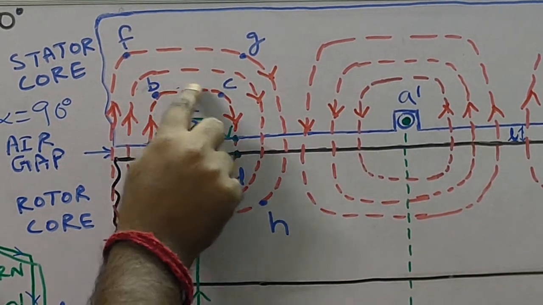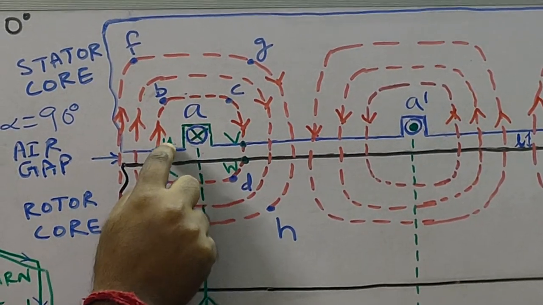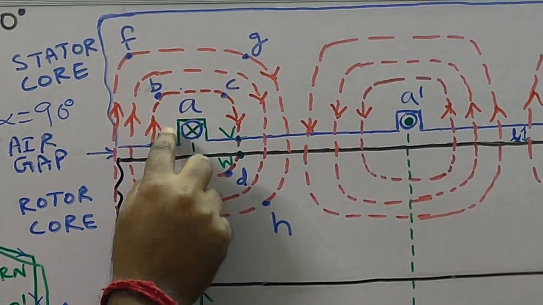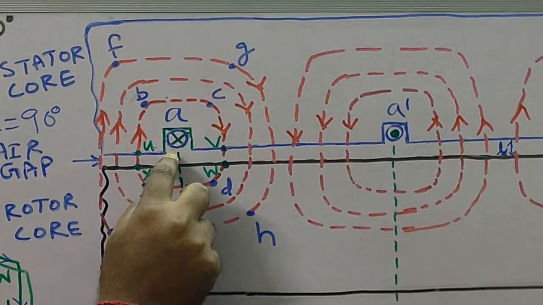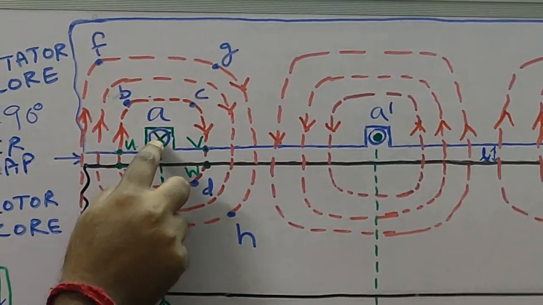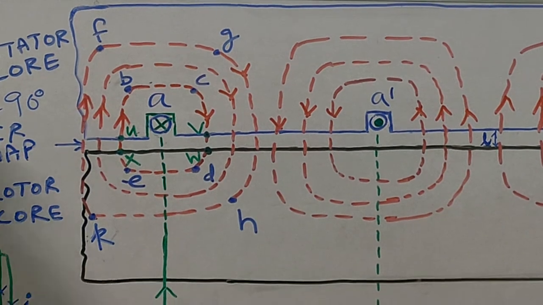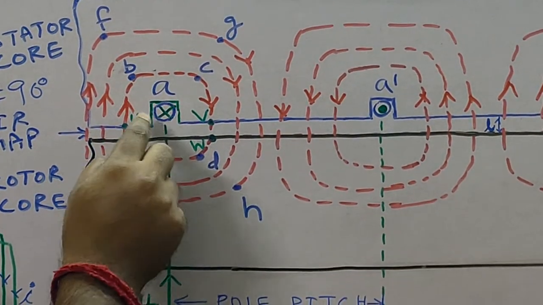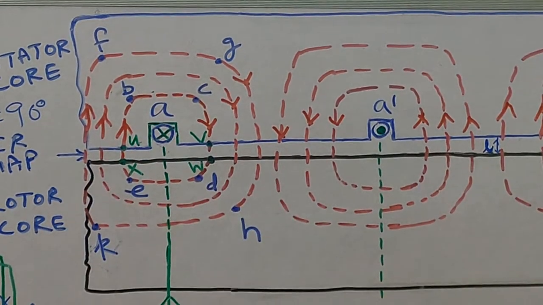So in this closed path named U, B, C, V, W, D, E, X, the current enclosed is the current carried by the conductors in slot A. But what is the number of conductors in slot A? N, because coil AA dash is an N turn coil and each conductor is carrying current I. So the net current enclosed is Ni.